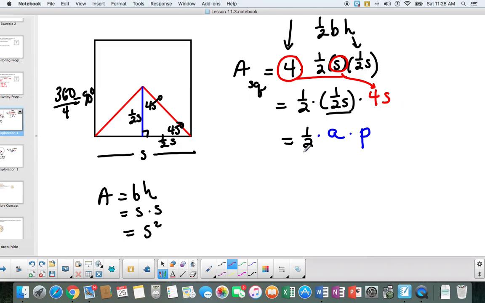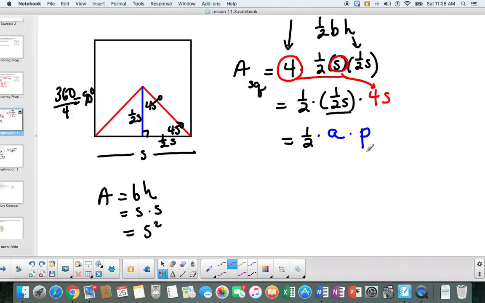I have a half, and this part right here, the 1/2 S, is called the apothem. It's the height of this isosceles triangle. And 4S, if you have S, S, S, and S, that's the same thing as a perimeter.